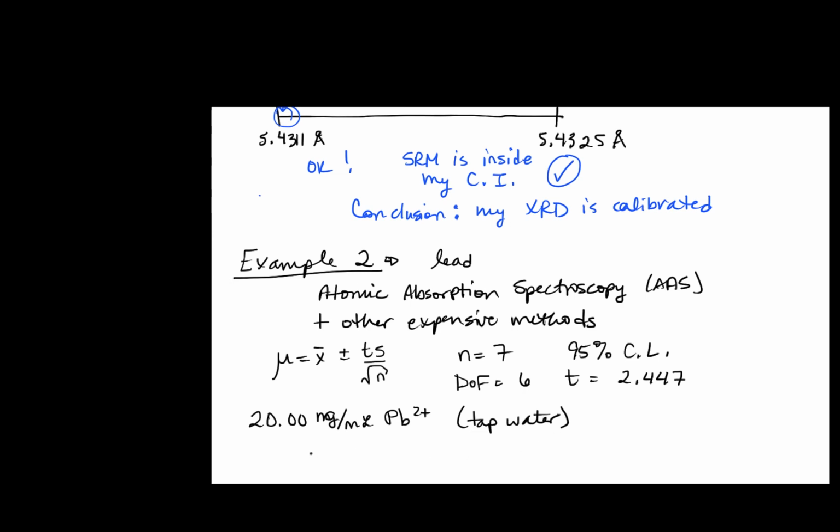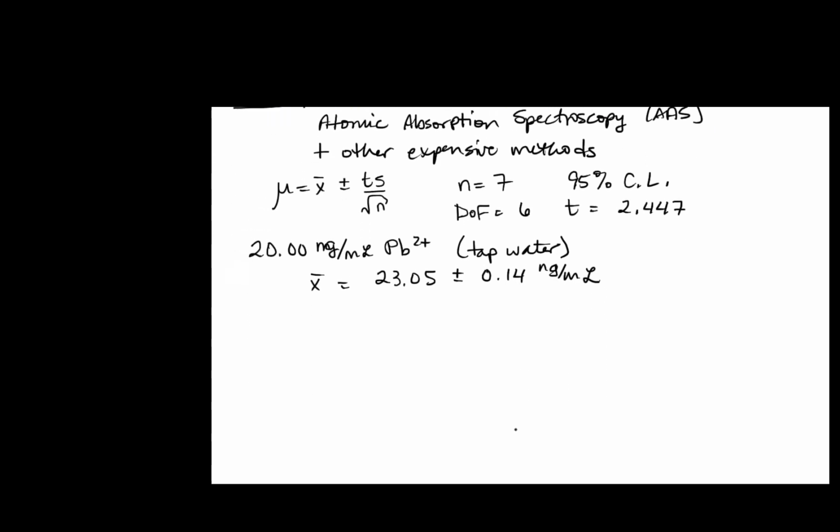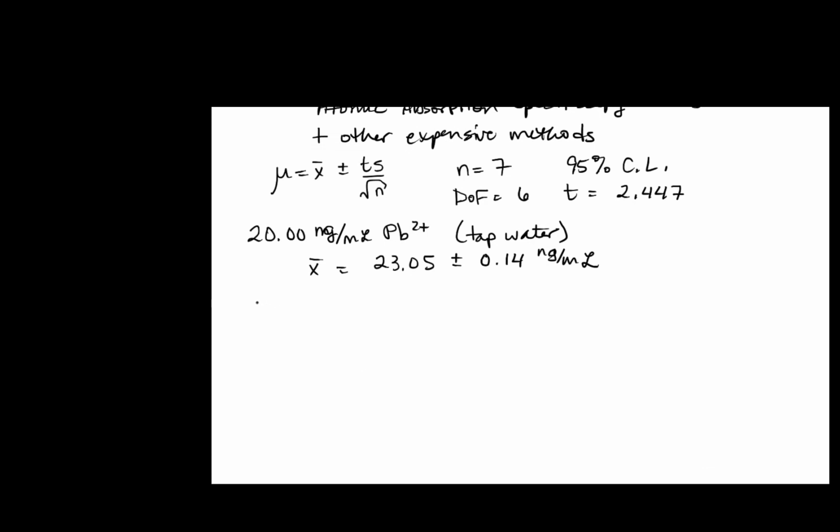With 7 samples, they took an average value of 23.05 plus or minus 0.14 nanograms per milliliter, which I think they said was something like 4% relative standard deviation or some such. A good practice would be to just go ahead and calculate the relative standard deviation right now. But we're going to calculate the confidence interval also.